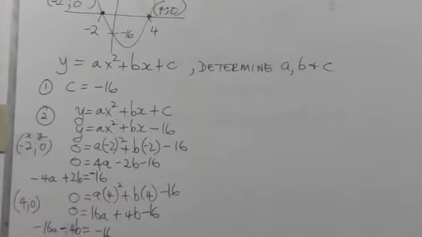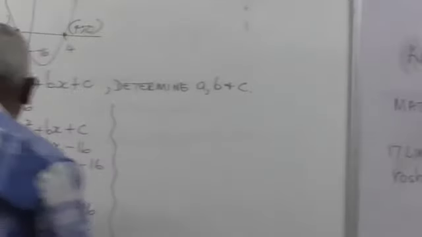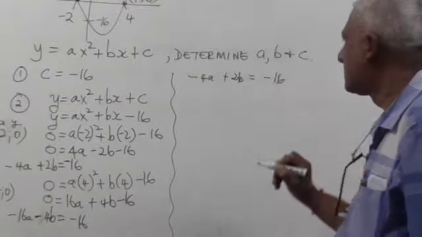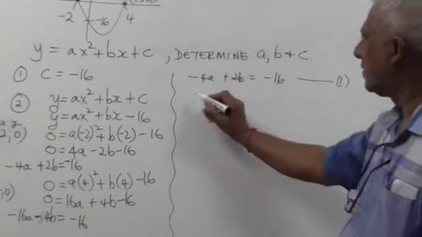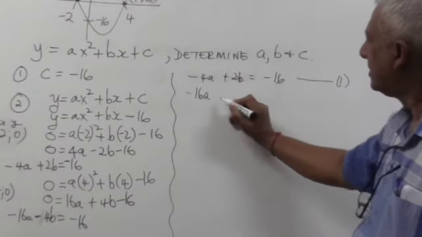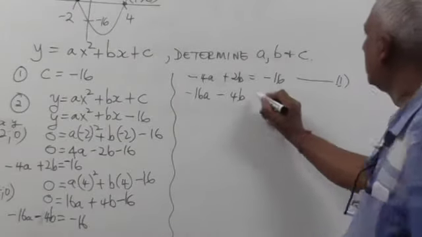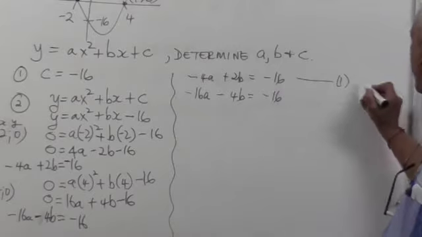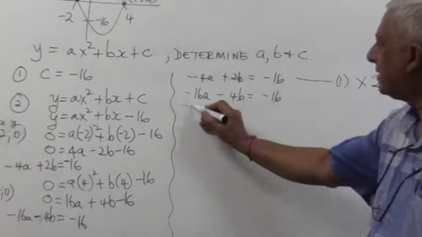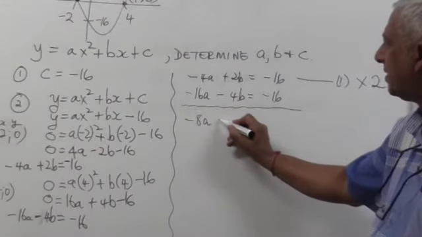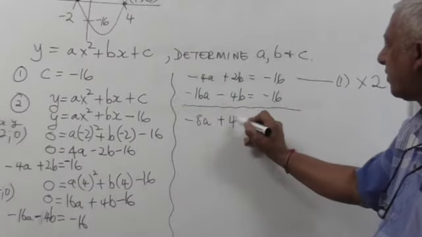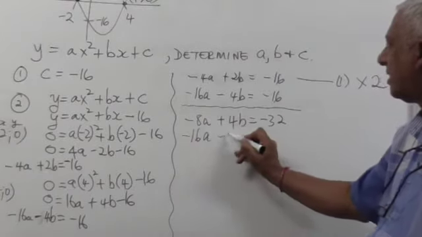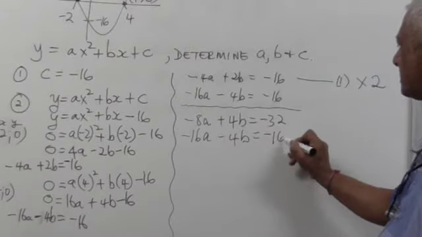So let me do the solution on that side. We have minus 4a plus 2b is equal to minus 16. Call it equation 1. And then we've got equation 2, which is minus 16a minus 4b is equal to minus 16. Now what I can do is multiply the top one by 2. If I do that, that will become minus 8a plus 4b is equal to minus 32. I leave the bottom one as it is, minus 16a minus 4b is equal to minus 16.